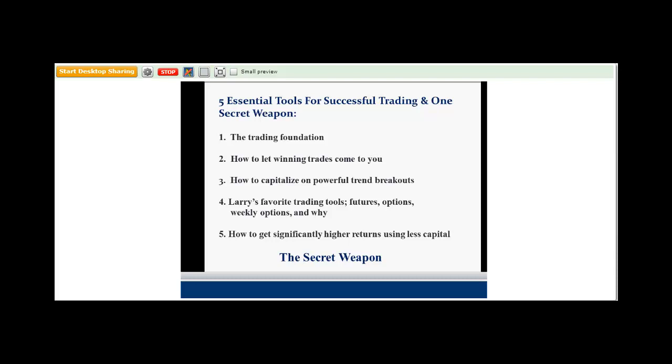So, the 5 essential tools for successful trading and 1 secret weapon. First off, we have what I use as my trading foundation.